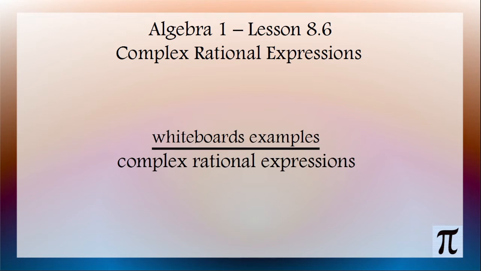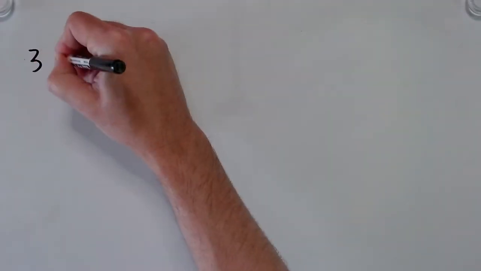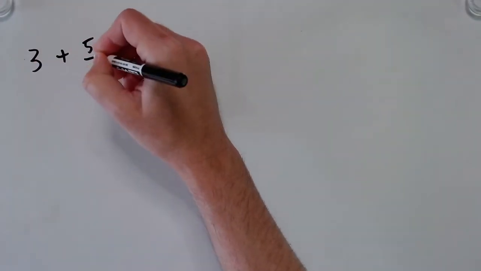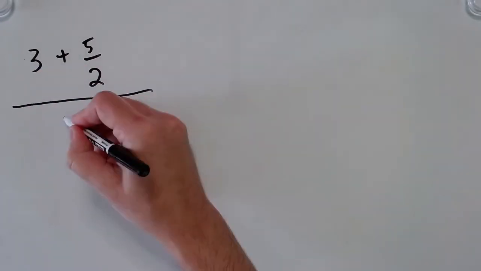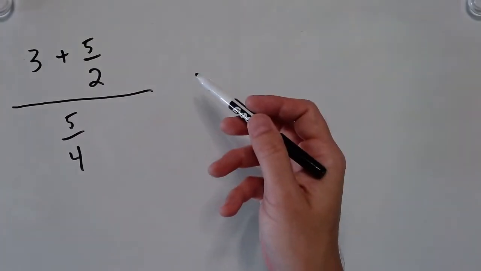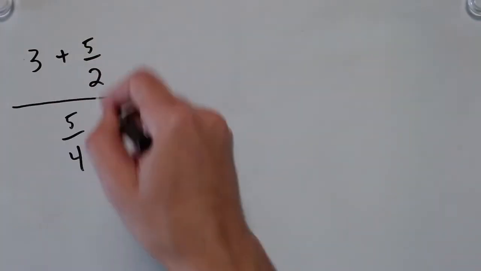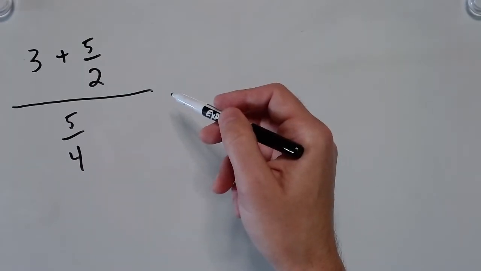Let's jump over to the whiteboard and do some fun examples. Let's start with something fairly straightforward. 3 plus 5 halves all over 5 fourths. So there's two ways we could take a look at this. We could find a least common multiple of denominators, or try to multiply by a reciprocal.